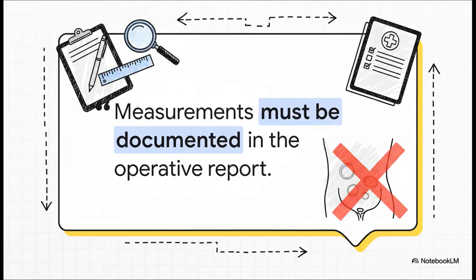And this brings us to the most important rule in all of coding, right? If the physician does not document the size of those tumors in the operative report, you cannot guess, you can't estimate, you cannot code for it. This is a non-negotiable rule. No documentation, no code. It is that simple.